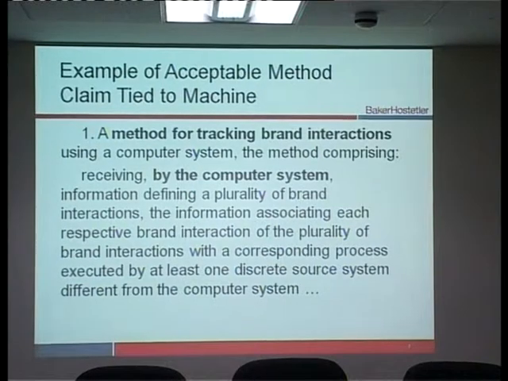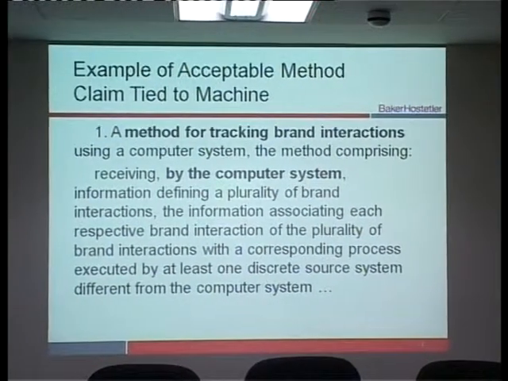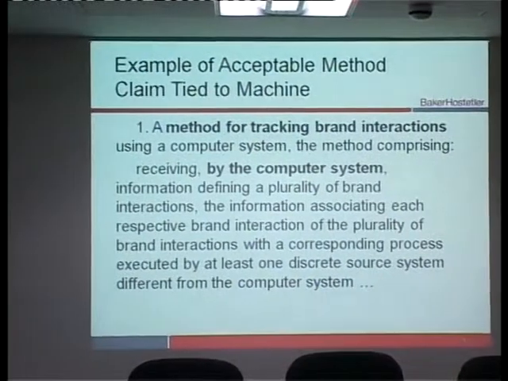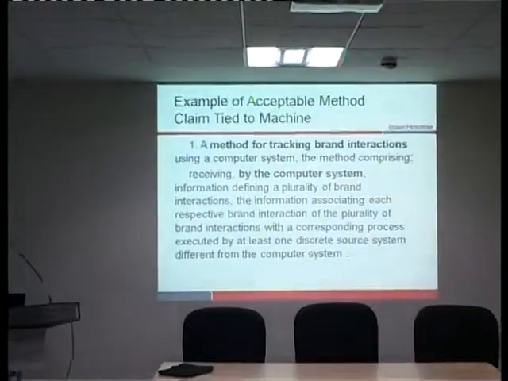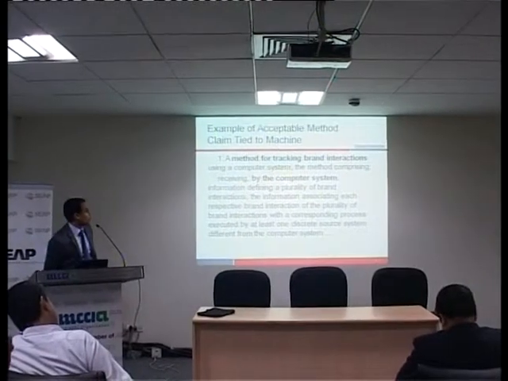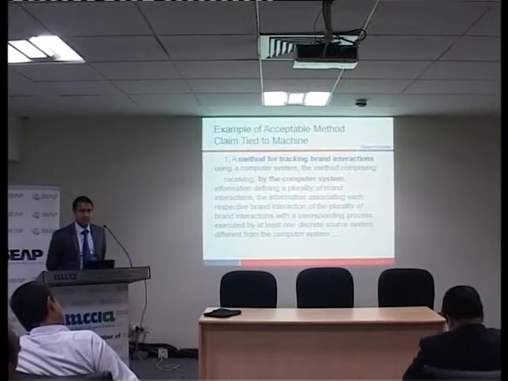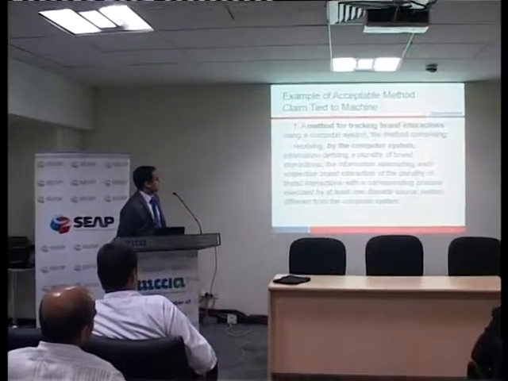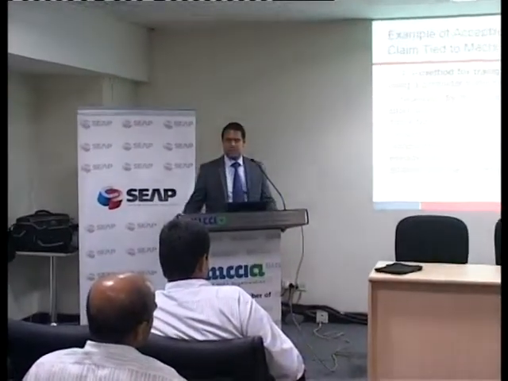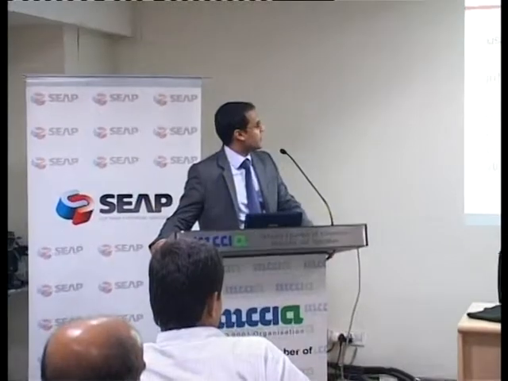So an example of acceptable method claim tied to a machine. We just saw the example in the 479 patent, which I showed you. And remember, claim 21 was the method claim that I just illustrated. This is from another patent application that we were working on recently. A method for tracking brand interaction using a computer system. The method comprising, colon, so that's the preamble, receiving by the computer system information defining a plurality of brand interactions, and then there's more language.